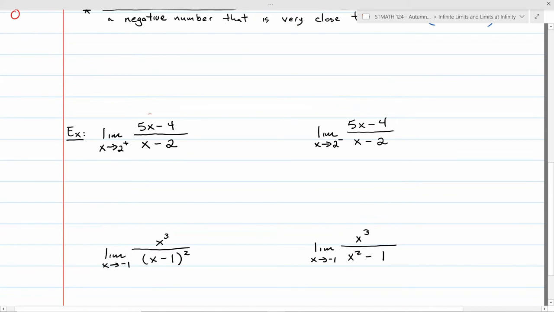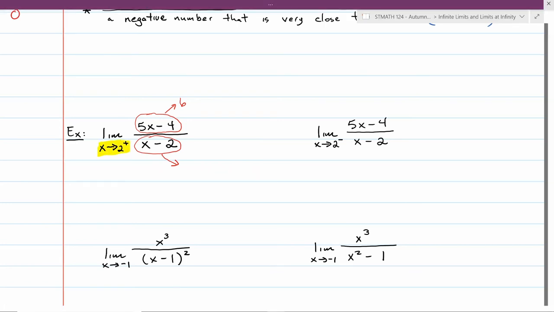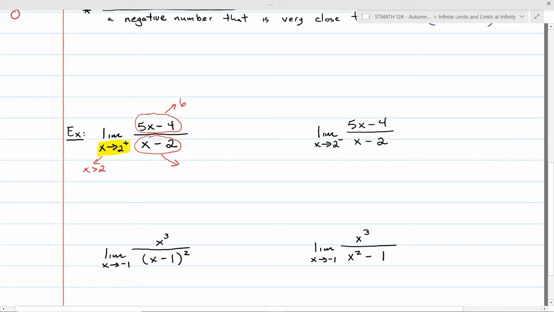So in the first one, you look at 5x minus 4. x is going to 2 on the right. As x gets close to 2, that's going to get close to 5 times 2, 10 minus 4. So that's getting close to 6. Now what's the bottom getting close to as x goes to 2 from the right? Because x is going to 2 on the right-hand side, the values of x that you're putting in are a little bit bigger than 2. So x is greater than 2, which means x minus 2 is going to be positive. The denominator is getting close to 0, but it's staying positive the whole time. So the bottom is going to 0 in the positive way.